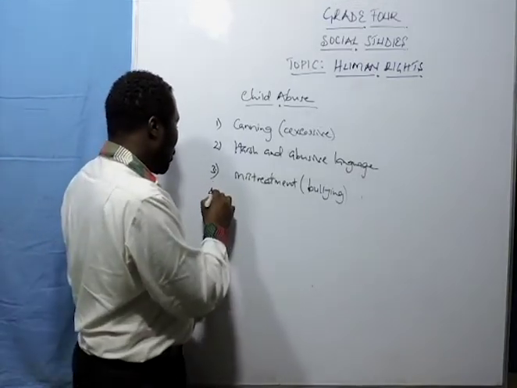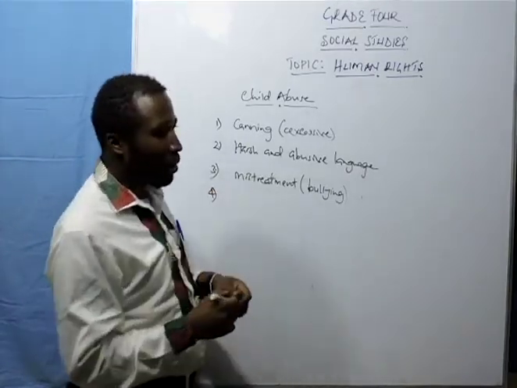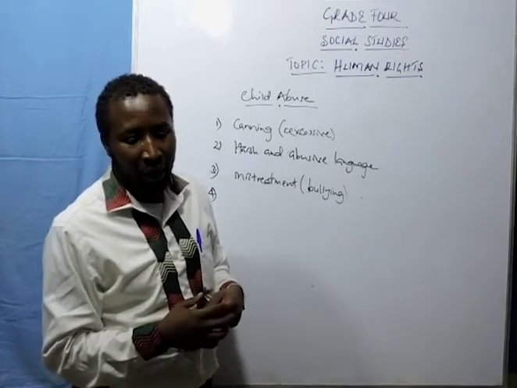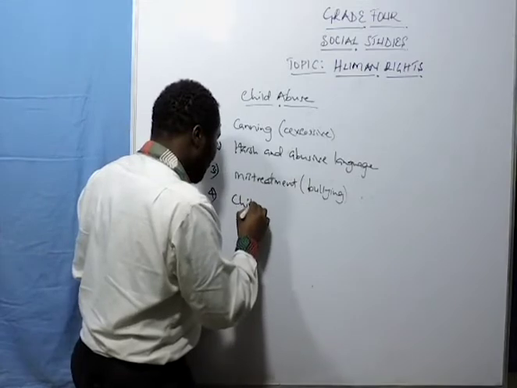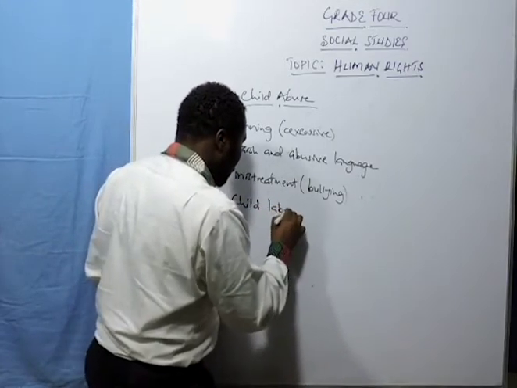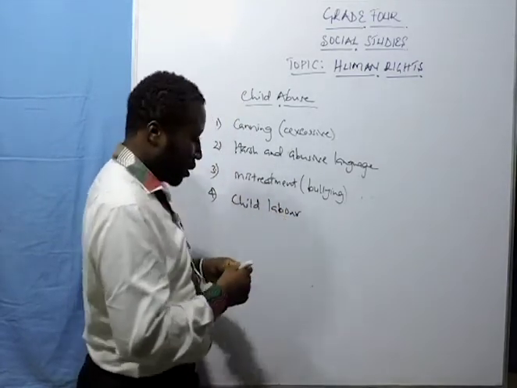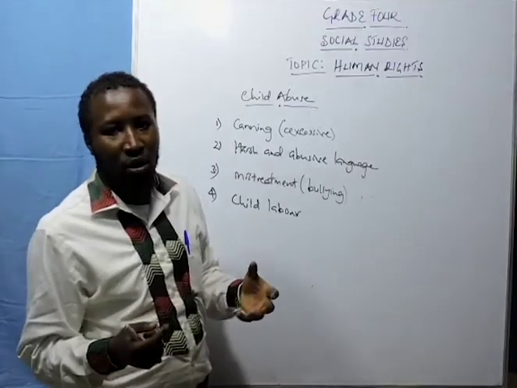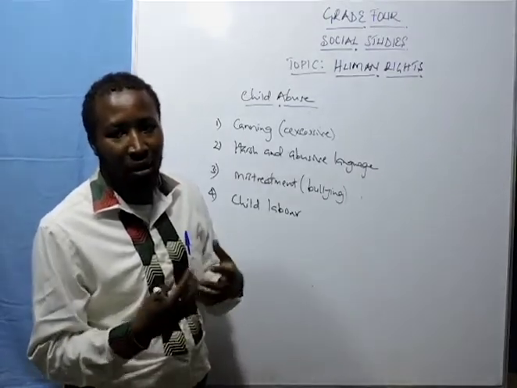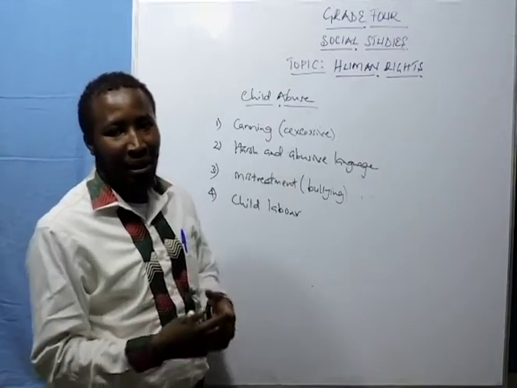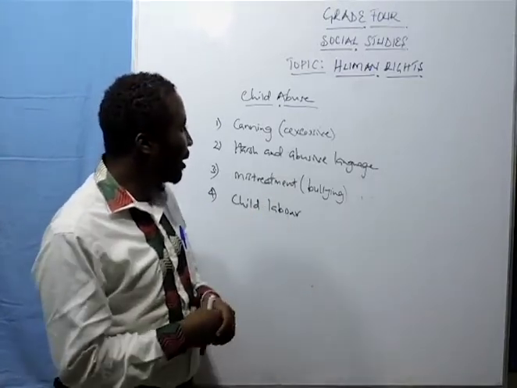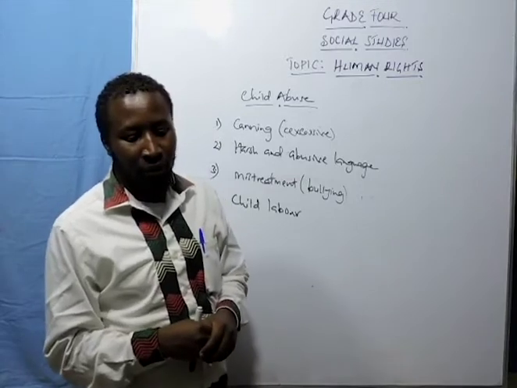Number four, we have what we call making them work and earn a pay. That is what we call child labor. When you make a child go out and earn an income, or bring money to you at home, whereas that child should be studying, that's what we call child labor.